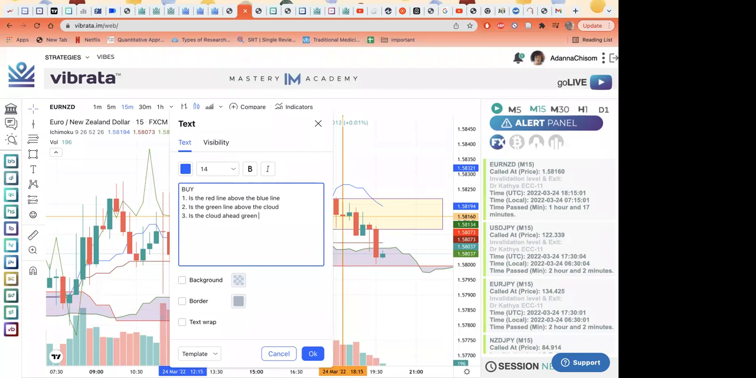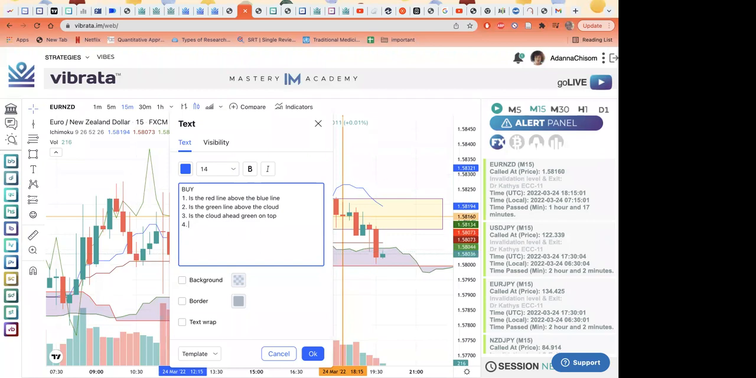Green on top. So if all of these answers are yes, then it's a buy. That's what I'm trying to say. A buy simply means that you want the market to go above your entry, so the moment you enter it, you become profitable.